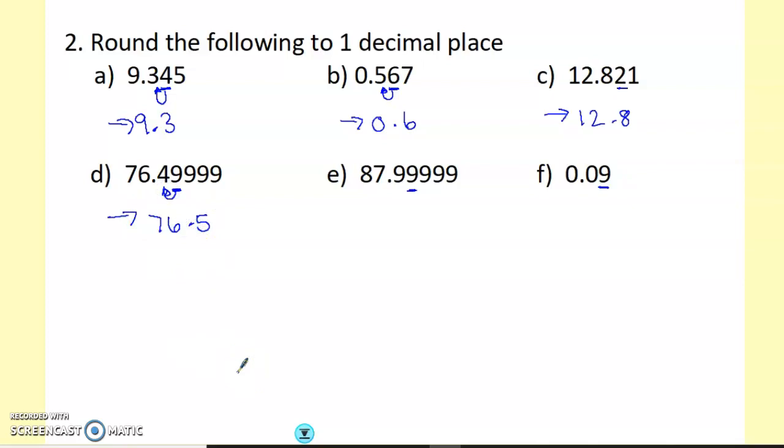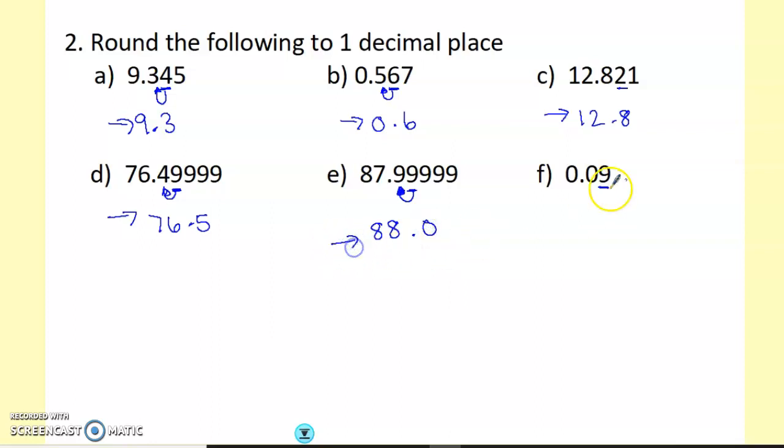Tricky one, next one. We've got 87.99999. Second number here is a 9. That's going to push that number up to a 10, because 10 comes after 9. But we're looking at decimal places, so I can't have a 10 in there. So what do we do? I'm hoping right now you're shouting at the screen, make that 88.0, because that's exactly what we would do. That 9 pushes that up to 10. Whenever you get a 10th, it goes up an extra decimal place. So that 87 becomes 88.0.